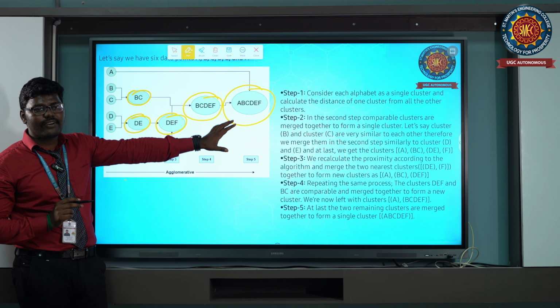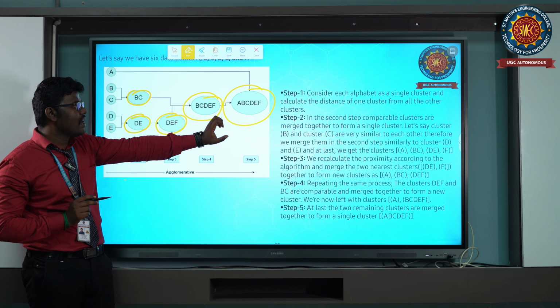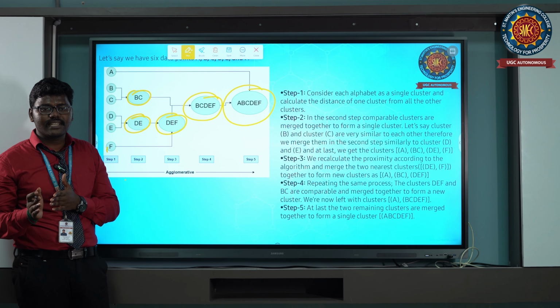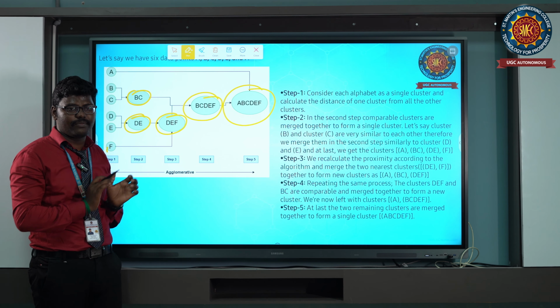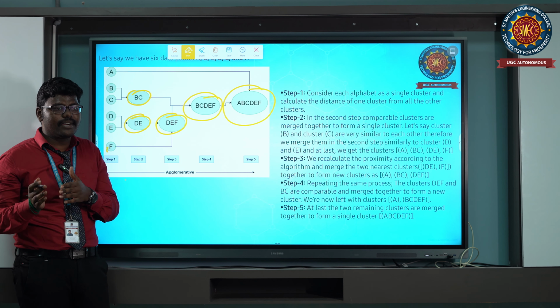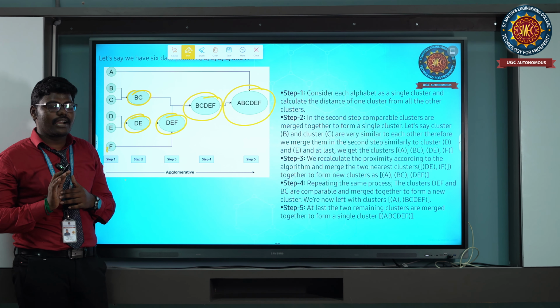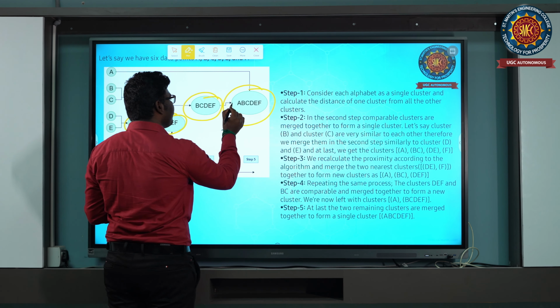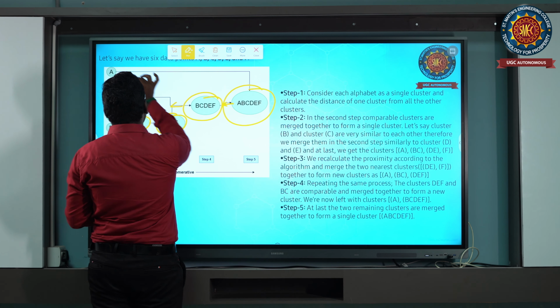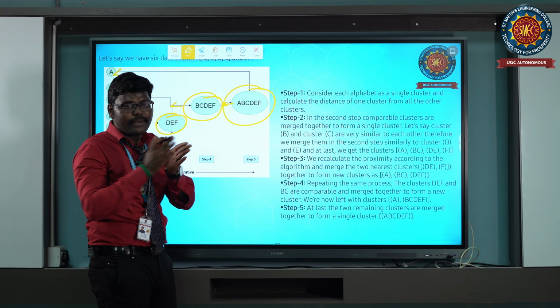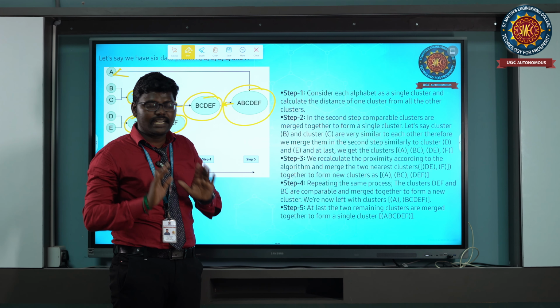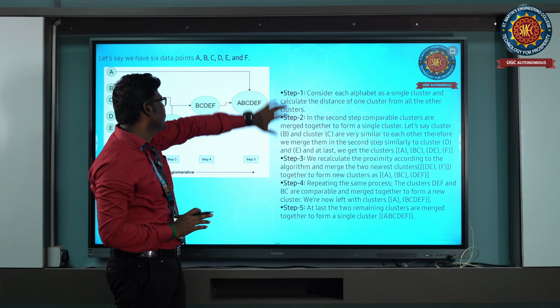So this is the way of the agglomerative method. The divisive method is nothing but the opposite of the agglomerative method. We just do the process in reverse. Splitting the groups is called the divisive method.